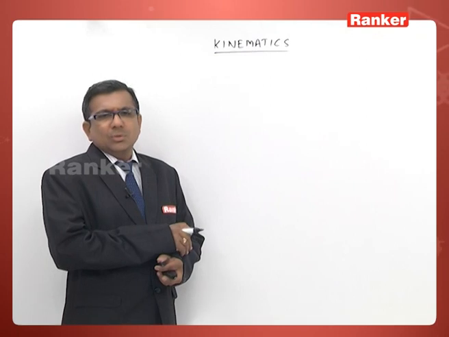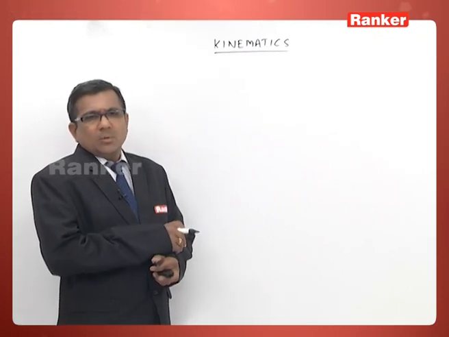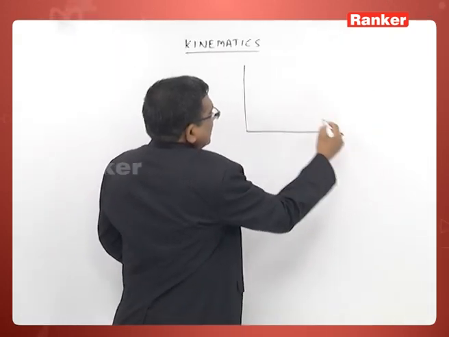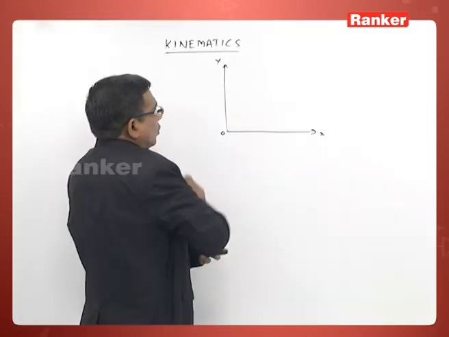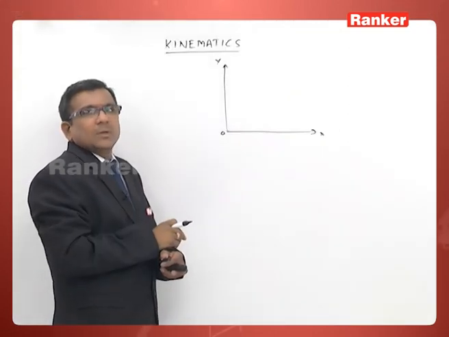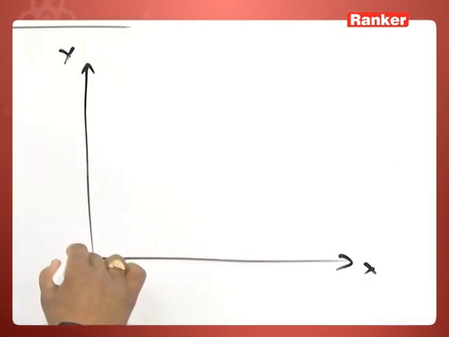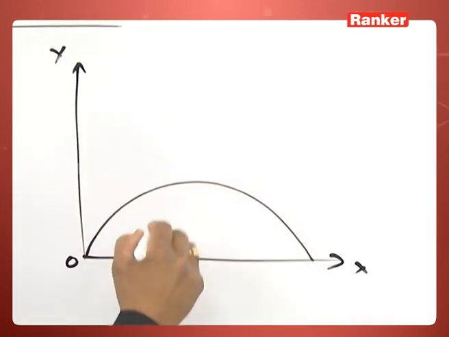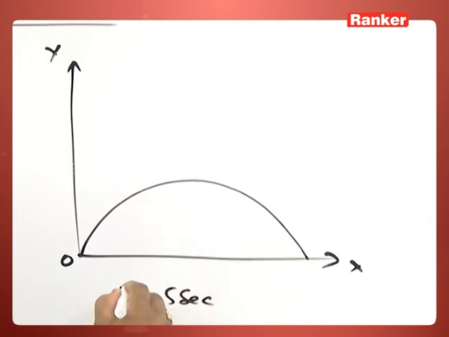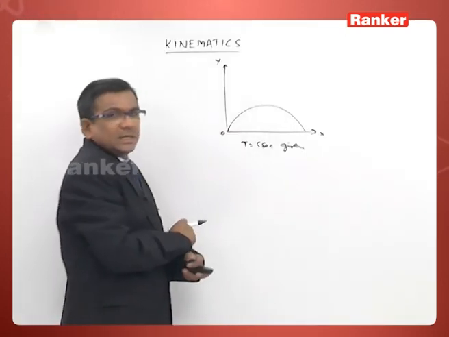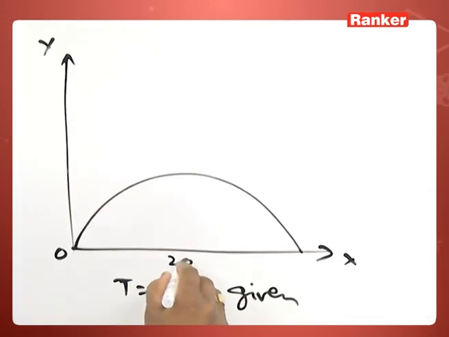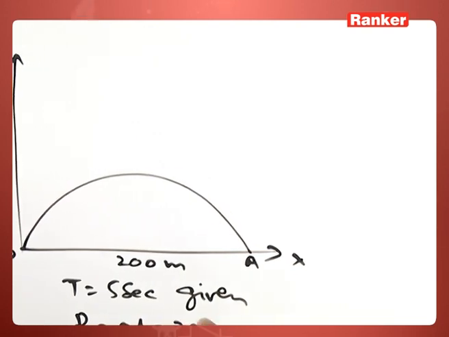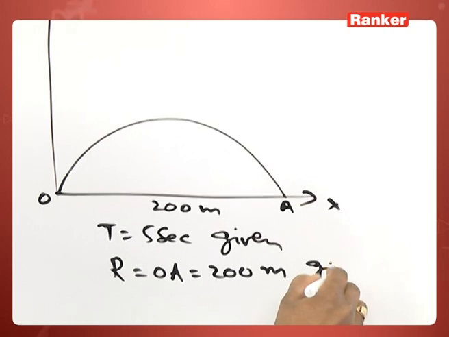Now how to do this problem, let us see. It is a two-dimensional problem and it was projected on the surface of the earth. So let us imagine a projectile. This is the x-axis, this is the y-axis. From here the body is projected, and it is given that it takes 5 seconds to reach the surface of the earth. Flies means it is in air, that means it is reaching here and the time taken is given as 5 seconds. Then in 5 seconds it reaches 200 meters away. This is 200 meters from here to here. That means the range OA is equal to 200 meters. This is also given in the problem.